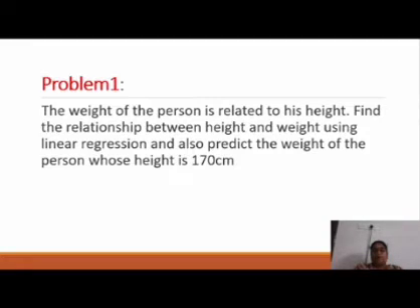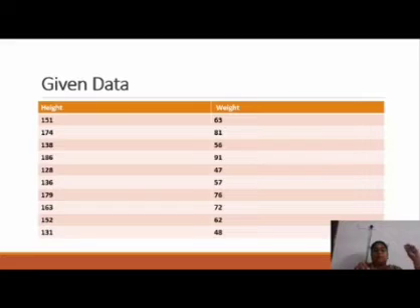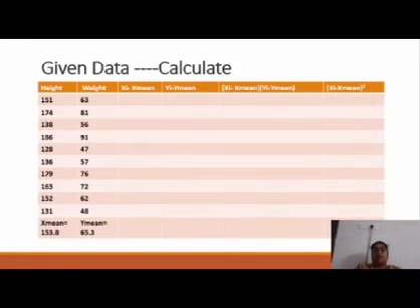Weight of a person related to height. So which is dependent and which is independent? Weight and height. Both weight and height are the dependent and independent variables. Which is independent and which is dependent, you just analyze. And height and weight are given in the form of data.